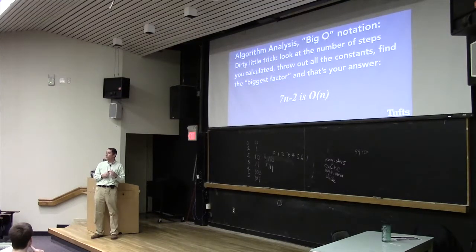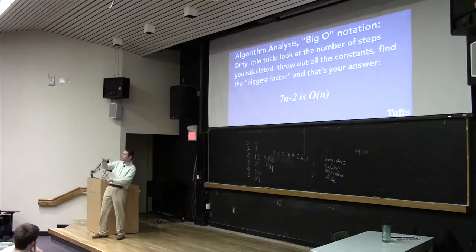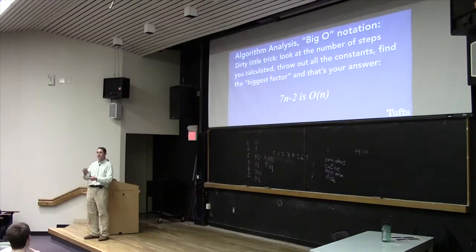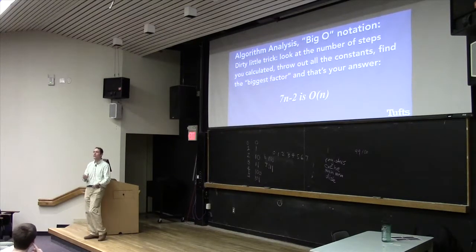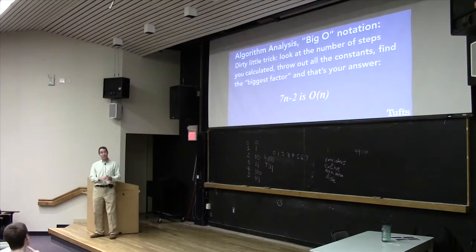We are not going to worry about those constants, because in the big picture they don't make a difference to a graph that we could draw of this. It would shift the graph up and down a little bit, but it would not change the slope significantly enough to make it not comparable to other algorithms that we talked about. So if you do this calculation and you see that you've got 7n minus 2, we're just going to say that is order n.